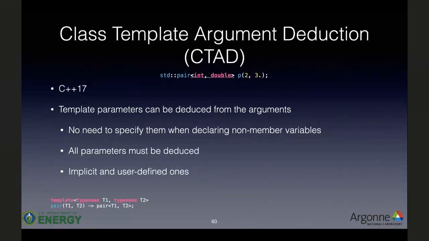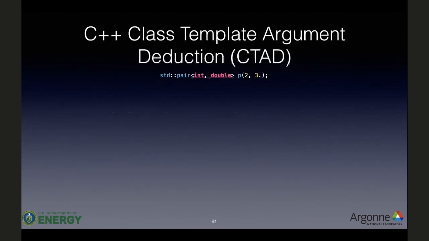Then there are user-defined ones, and here, pair, for some corner case reasons, has a user-defined one, and they're very simple, right? It says if I see a construction of the form pair of type 1 and type 2, I want it to map to this template for pair instantiation. Again, it means I can throw that out.